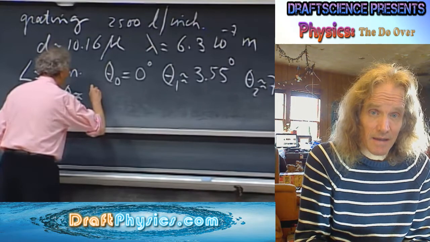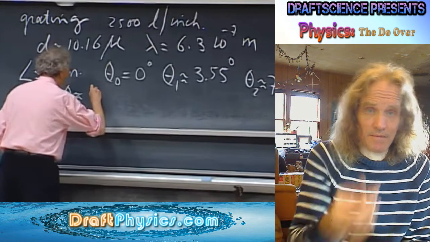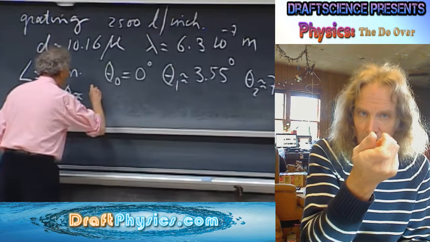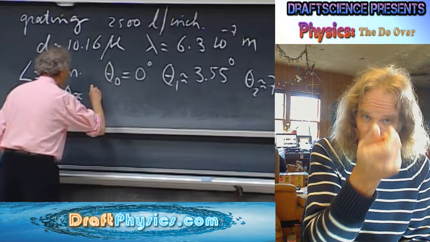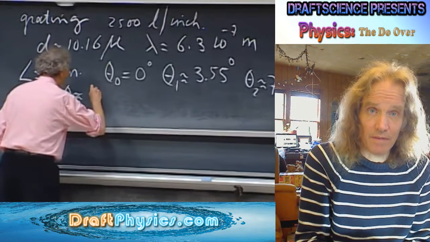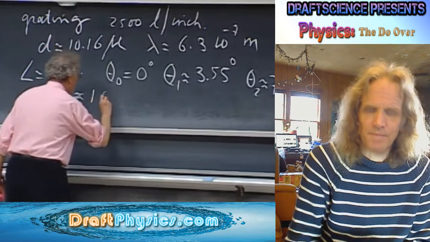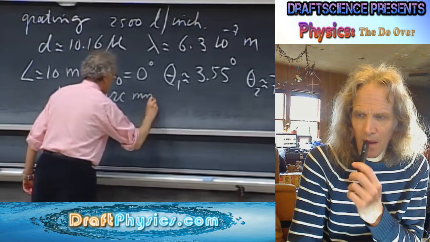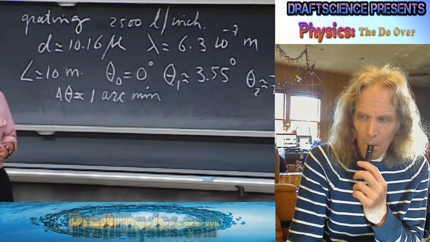So it's only a tiny spread of the laser beam, and the more lines you add, the smaller and smaller that change becomes, and you're basically stuck with the width of the laser. That is about 1 arc minute, which is 60 times smaller than 1 degree.